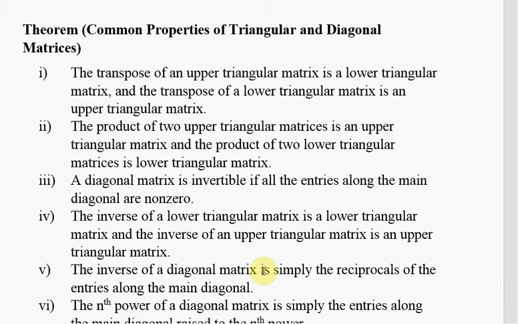The inverse of a lower triangular matrix is another lower triangular matrix. The inverse of an upper triangular matrix is another upper triangular matrix. The inverse of a diagonal matrix is simply the reciprocals of the entries along the main diagonal. If you have a diagonal matrix and you're asked to find that matrix to the nth power, you simply raise the entries along the main diagonal to that power, and that becomes that matrix raised to that power. So it's a very quick, very easy solution if you have a diagonal matrix.